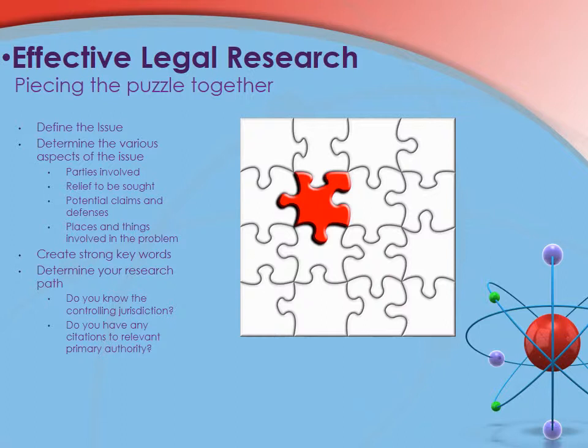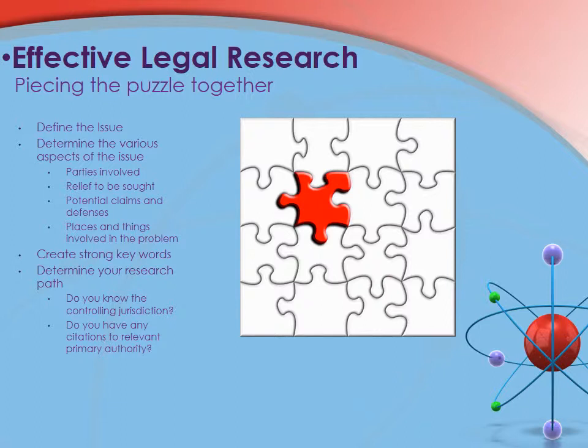And from that, you can create some strong keywords. Use search terms like landlord when you're searching. Use keywords related to the relief to be sought, injunctive relief for whatever. Use those terms when doing searches. So when you first start off by defining the issue, it then allows you to drill down to parties, relief to be sought, potential claims and defenses. From there, you want to create some strong keywords. And then you want to determine your research path.